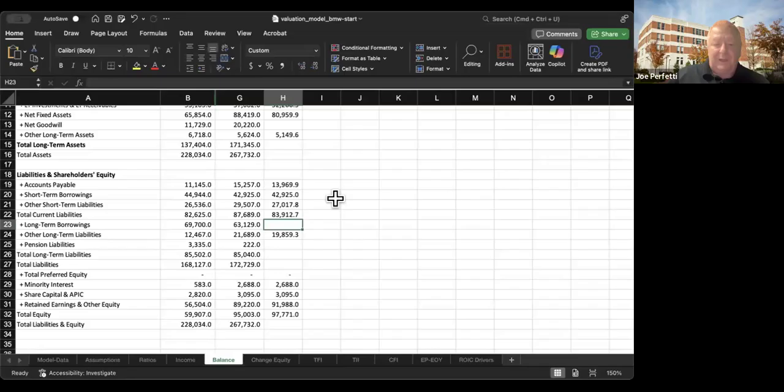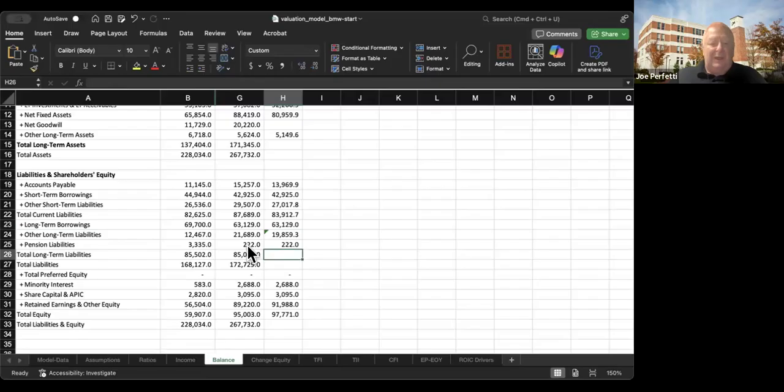83,912.7. Long-term borrowings, that's long-term interest-bearing debt, equals the previous year. Pension liabilities equals the previous year. By law, you can't have unfunded pension liabilities grow over time, right? You've got to pay them off. And generally, companies don't pay them early. So the pension liabilities are just going to stay there on their balance sheet.